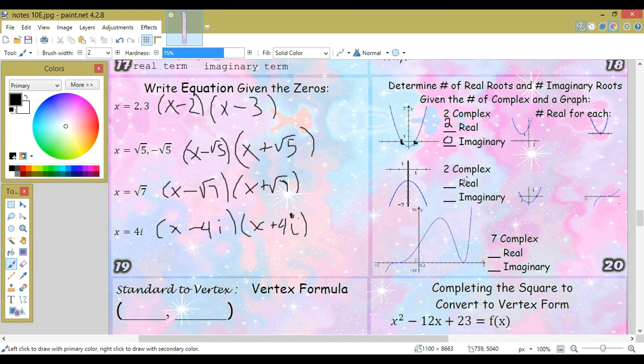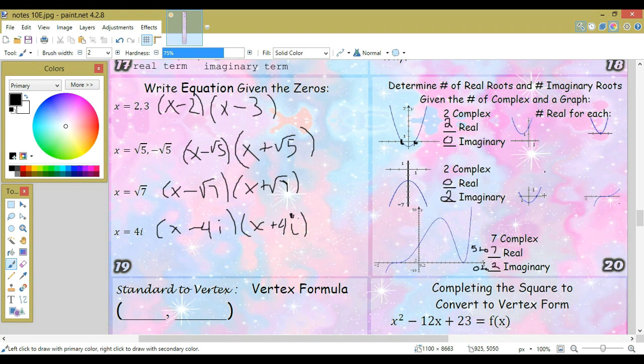What if there's two complex here? Well, it never crosses the x-axis, so there's no reals. But there's two complex, so there must be two left. 2 minus 0 is 2, so there's two imaginary. And then this one, if there's 7 complex, we don't know exactly how many there could be, but we know that there's 5 to 7 real, and that means there must be 0 to 2 imaginary.